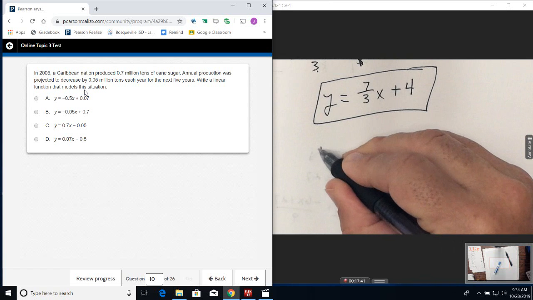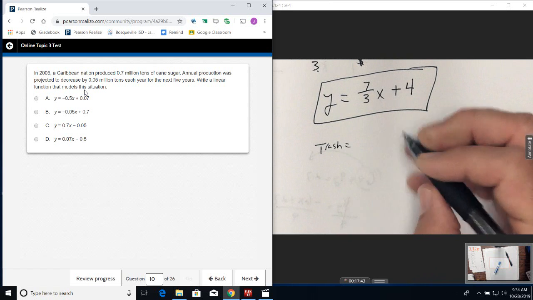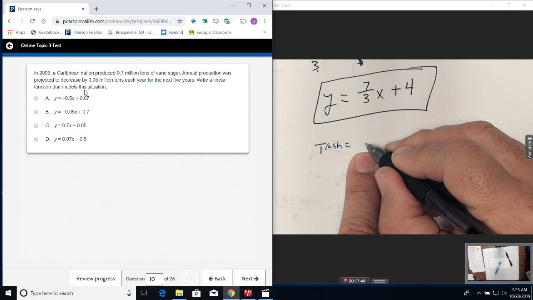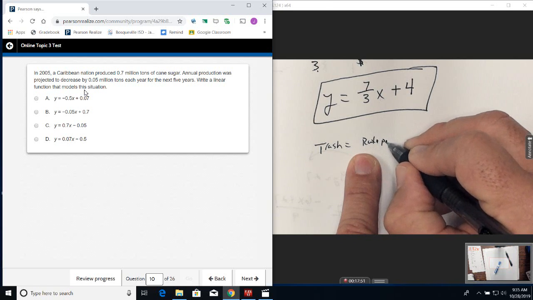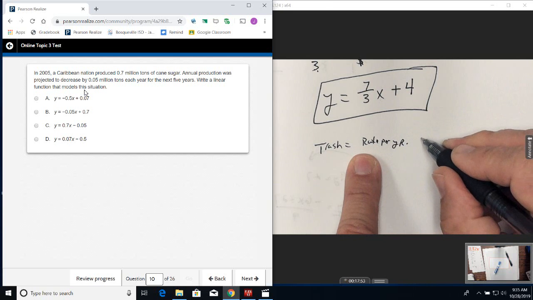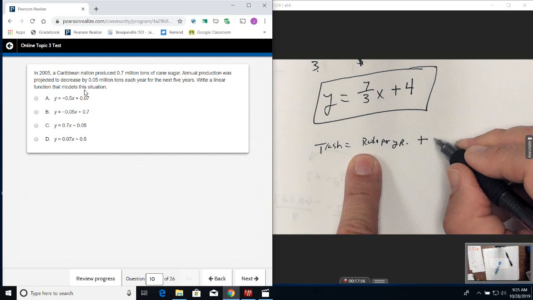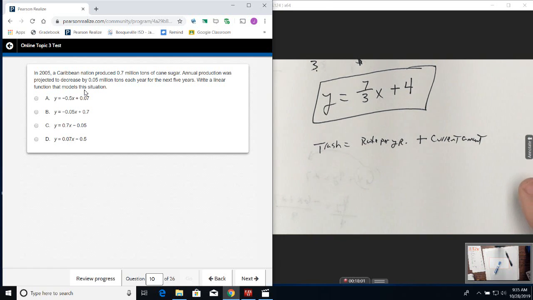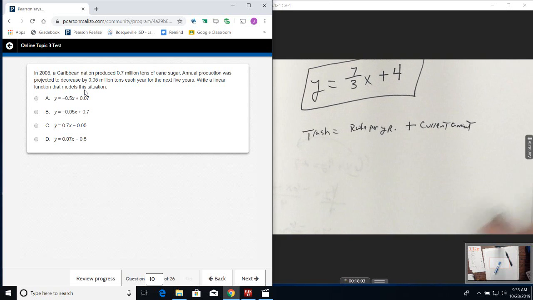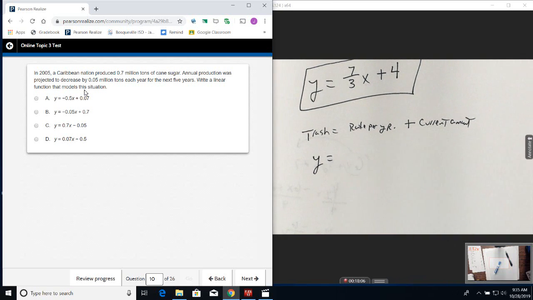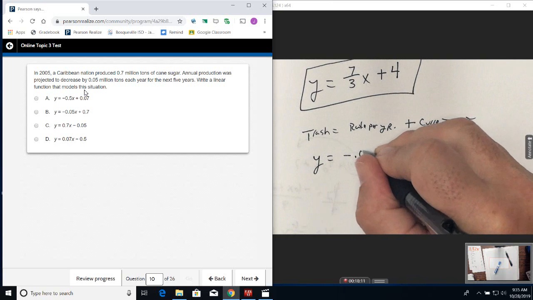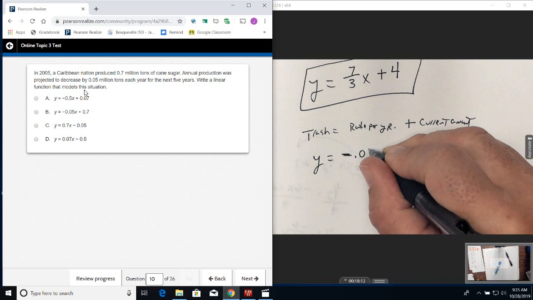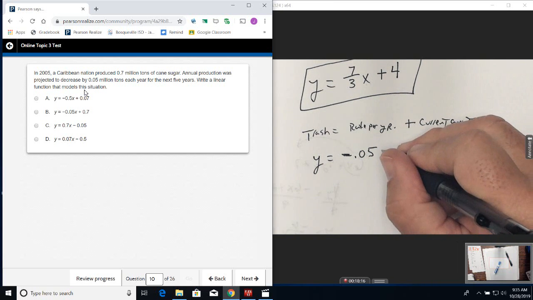Okay, so to get the amount in the heap, it would be equal to the rate at which it's declining per year. So it's the rate per year that it's declining, and then I'd have to add what's currently there. So what's the current amount that was there? Does that make sense? So I don't know the amount, I'm just going to say that's y. I do know the rate that it's going down. It's going down by what? Which is a negative because it's going down by 0.05 million per what?